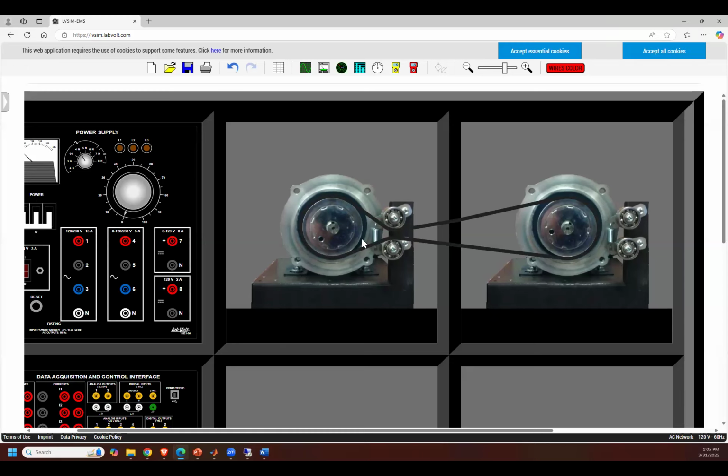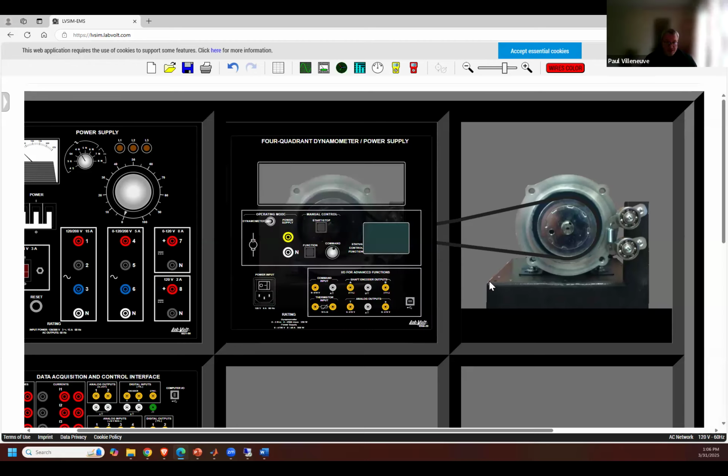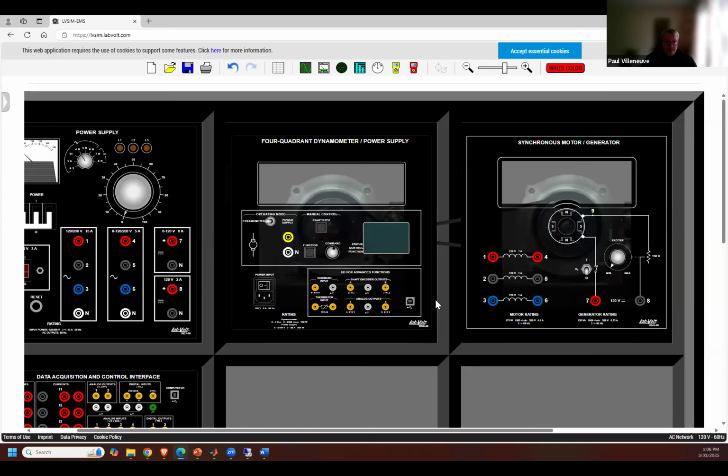Is that the prime mover dynamometer or is that the 4-quadrant? 4-quadrant prime mover dynamometer. Okay. And then next to it is a synchronous generator or synchronous motor generator. So once I have these two coupled together, I can raise the front panel here and raise the front panel here.